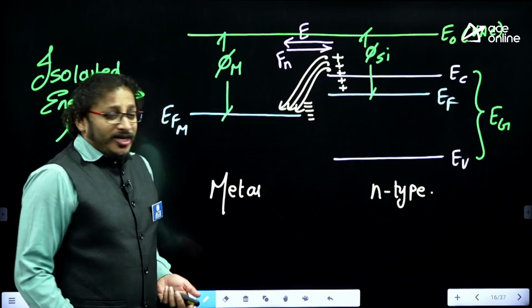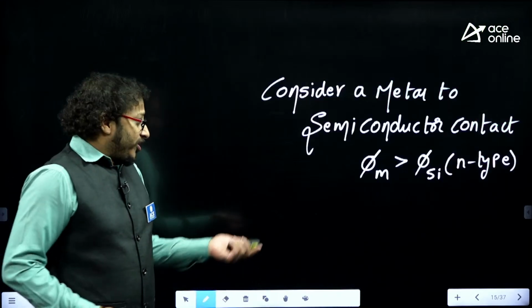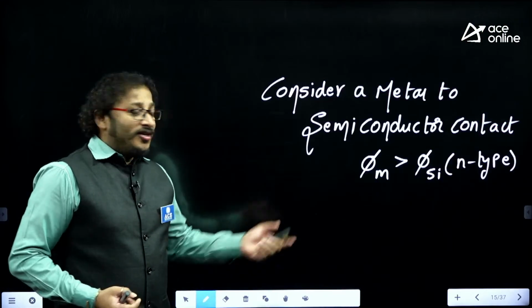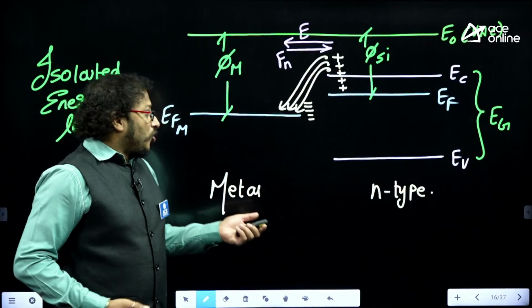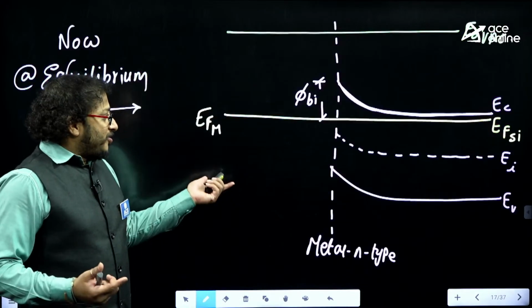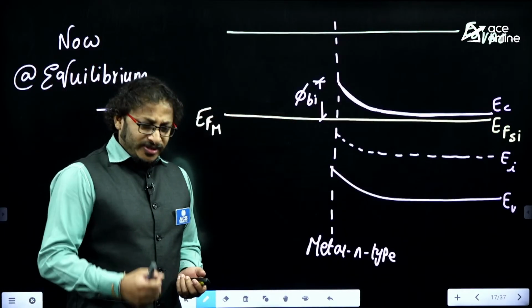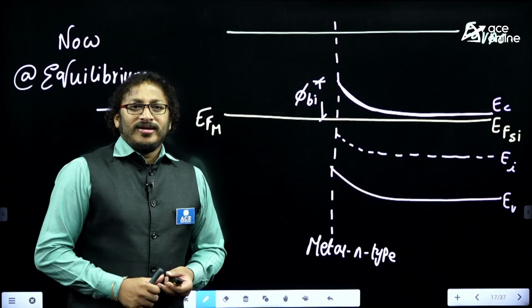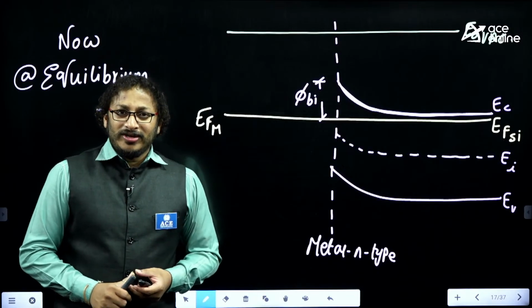I really don't know about the name, but a very simple point I have: phi m greater than phi silicon. Could I draw the energy band diagram? Yes, we have drawn it. This is the beauty of engineering and technology. Are you understanding, dear students, right?